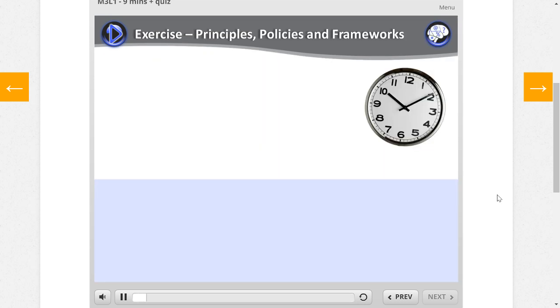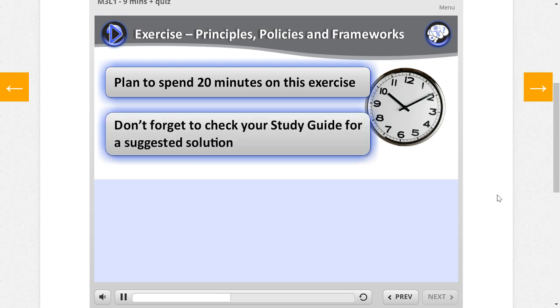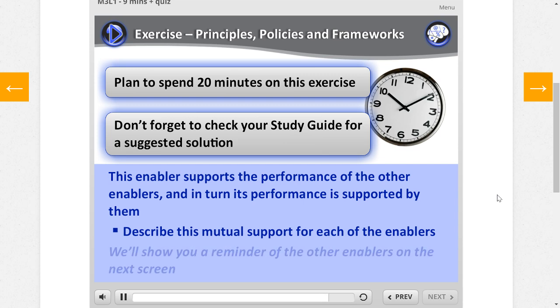Okay, the last topic we need to cover is the relationship between the Principles, Policies, and Frameworks enabler and the other enablers. Let's use an exercise to do this. Aim to spend 20 minutes on this exercise, and don't forget to check out your study guide for some suggestions. The Principles, Policies, and Frameworks enabler supports the performance of the other enablers, and in turn, its performance is supported by them. Describe this mutual support for each of the enablers. We'll show you a reminder of the other enablers on the next screen.